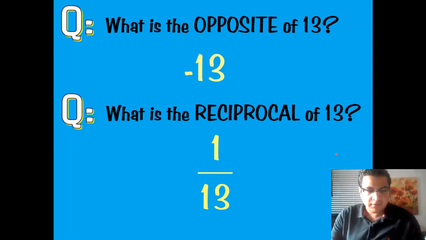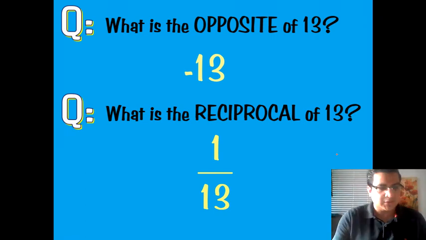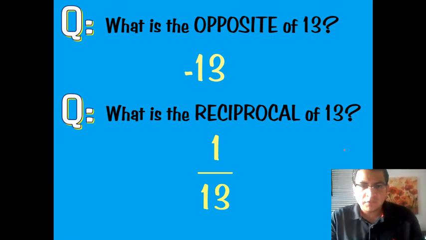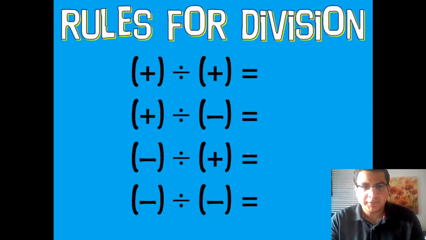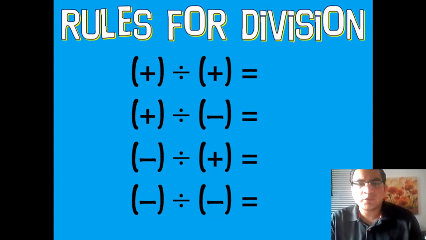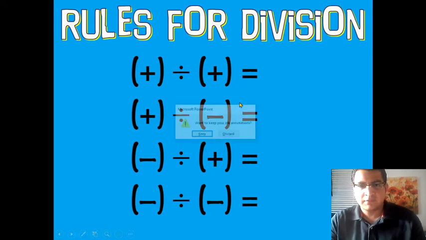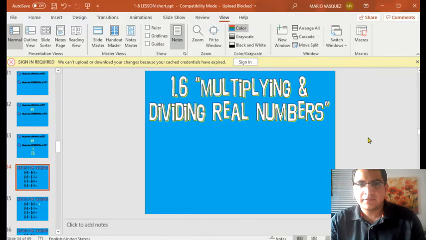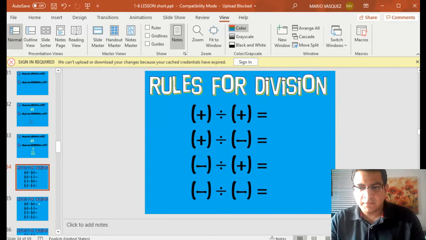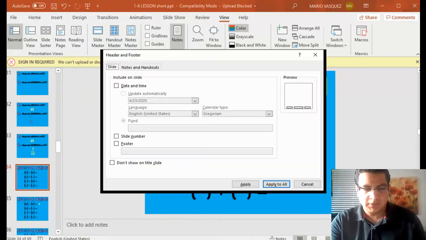Okay, for the next one here, let's continue. So we have rules for division. The rules for division will be positive divided by a positive equals a what? What do you guys think? Positive divided by positive is what? It's a positive, right? So the same thing applies.